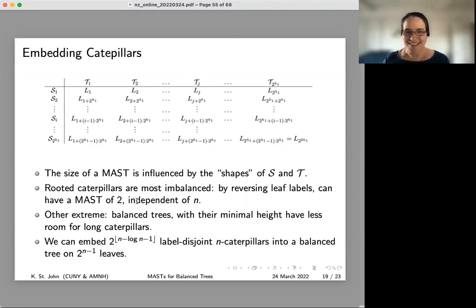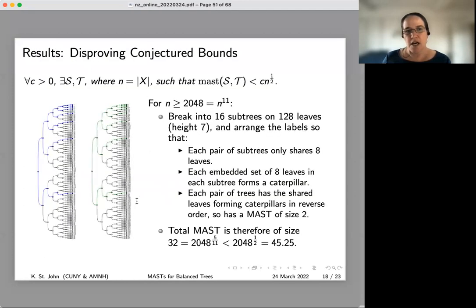When we do this, there's a lot of math behind it, lots of finicky stuff, but we can end up embedding basically 2 to the n minus log n of these n disjoint caterpillars into a balanced tree on 2 to the n minus 1 leaves. So we can take these blue guys and the green guys and embed them in a very convenient way so that they have little overlap.